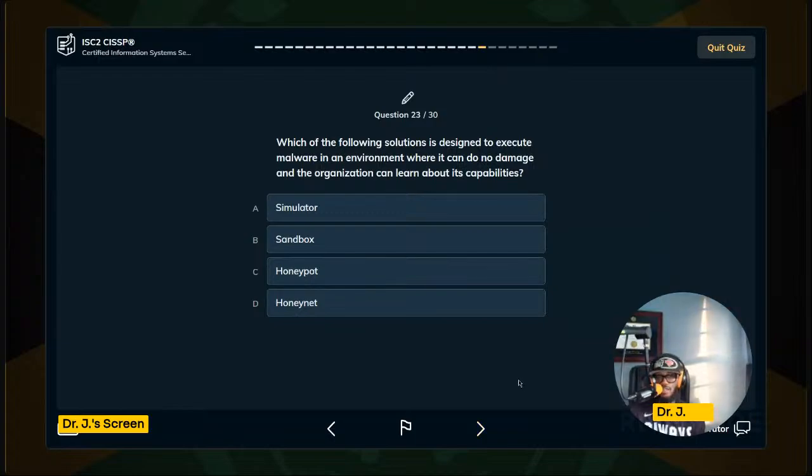All right, which of the following solutions is designed to execute malware in an environment where it can do no damage, and the organization can learn about its capabilities? All right. So I'm looking between Charlie and Delta. So let me read the question again. Designed in an environment where it can do no damage to the organization. So I think it's gonna be HoneyNet because it says it's a full environment. HoneyNet would be like the full network, or in this case, environment. Honeypot would be just like one system. So this should be it, we could do no damage. Organization can learn. Yeah, it should be.